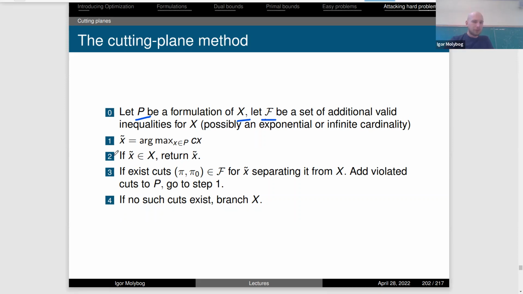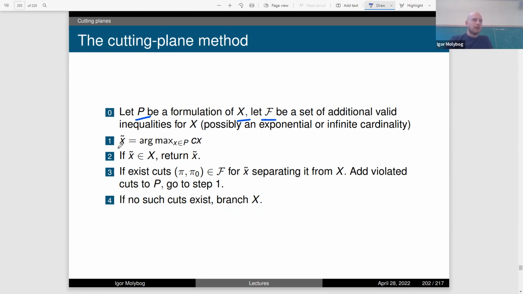Then the algorithm goes like this. First, we solve the linear programming relaxation of the problem. We get X tilde, which is the solution of the linear programming relaxation. Then, if X tilde is in X, then we have solved the problem. We can just return X tilde.